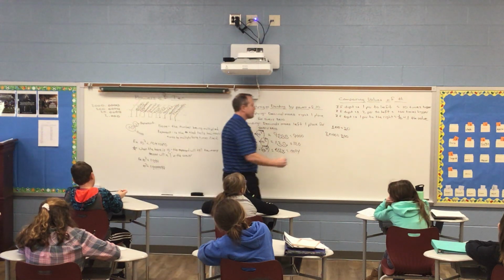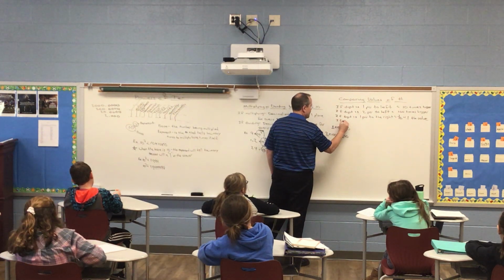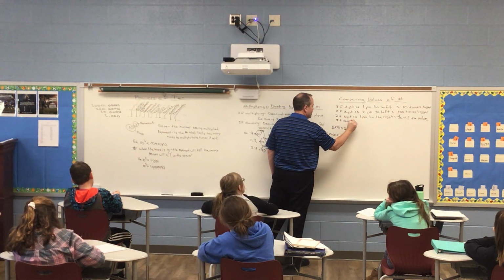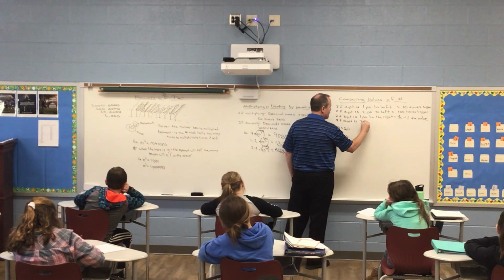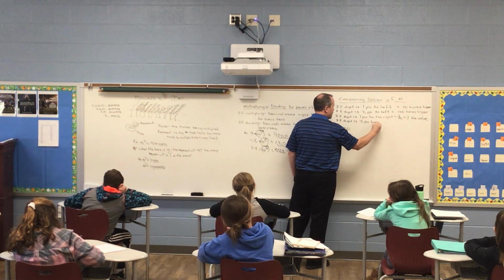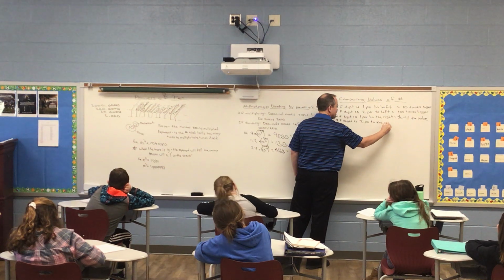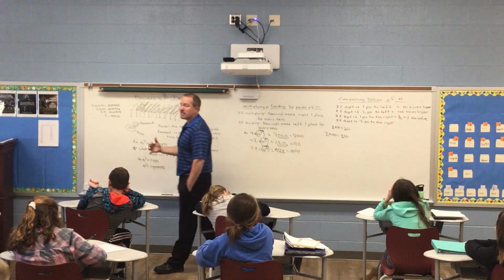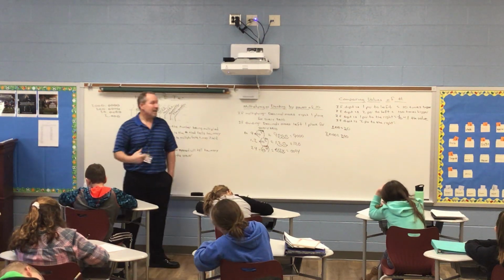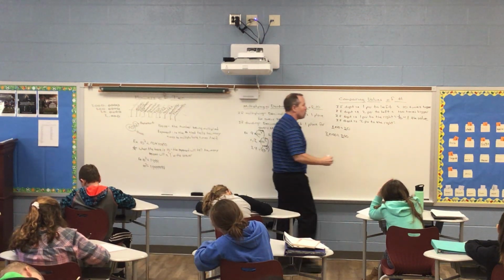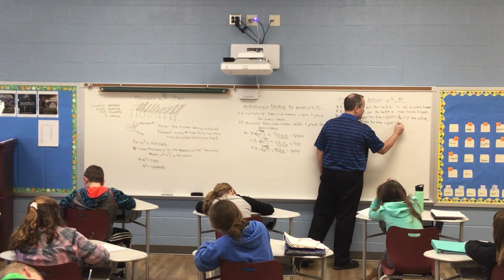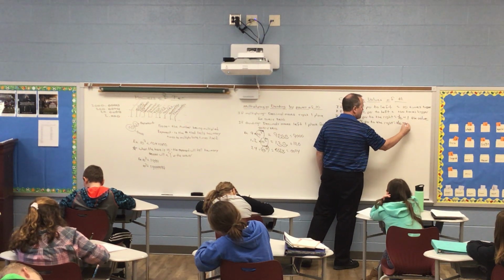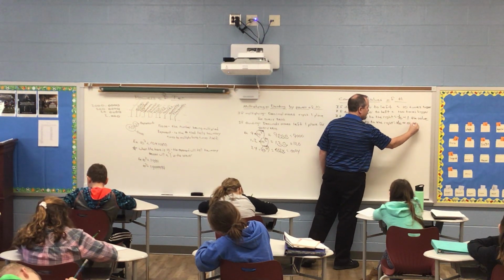And likewise, if the digit is 2 place values to the right, if there was 2 place values to the left, we said it was 100 times bigger. If it's 2 place values to the right, it is 1/100, or the decimal, 0.01, the value.